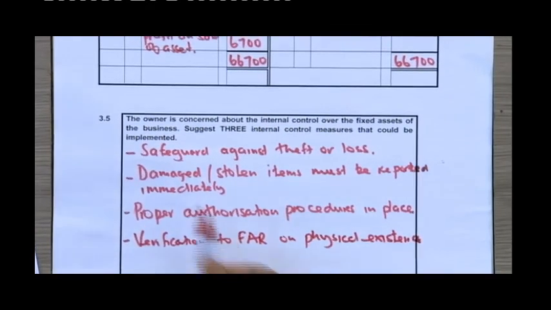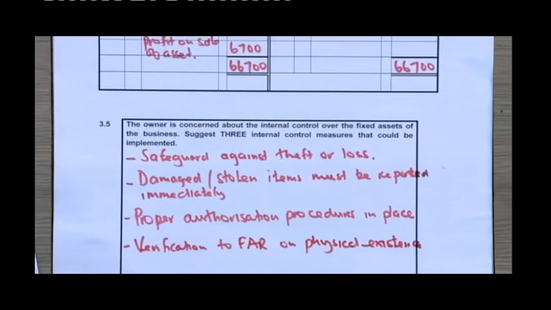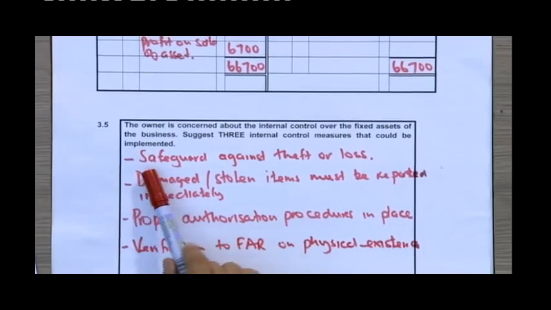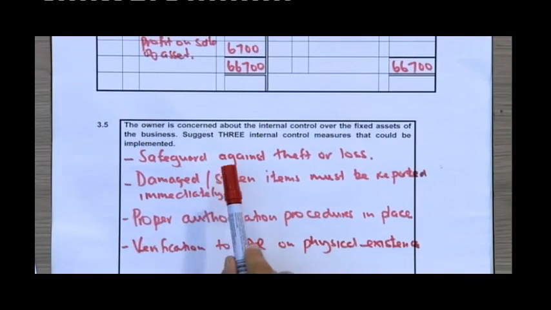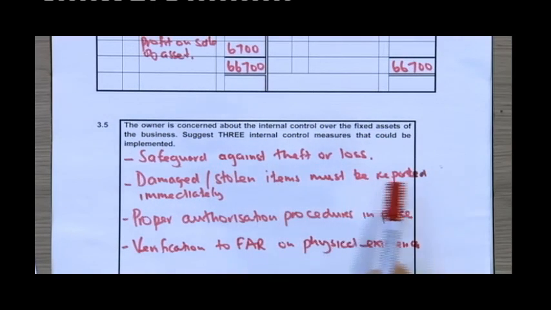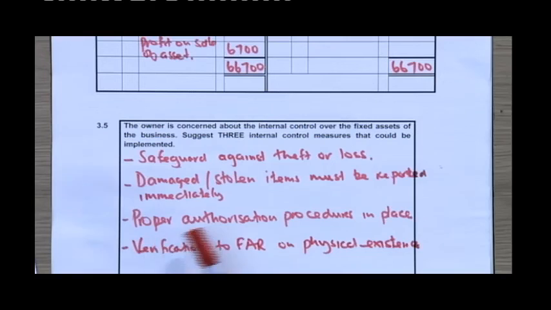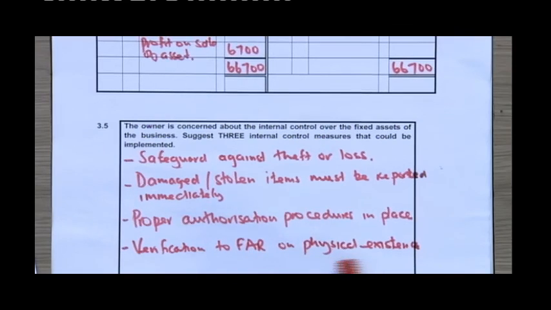But the most important one, whenever we have fixed assets in grade 11, is that we make sure that we safeguard the fixed assets against theft or loss. Damaged and stolen items must be reported immediately. Proper authorization procedures are in place for the private usage, and verification to the fixed asset register to ensure that the fixed asset actually exists. That's why we have to determine the physical existence to the description that appears in the fixed asset register.